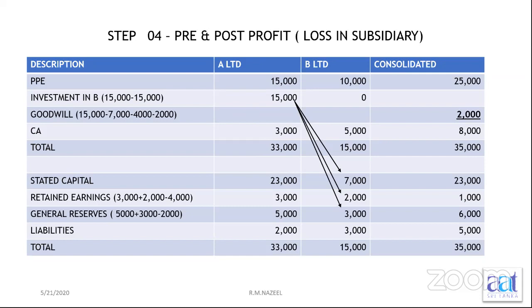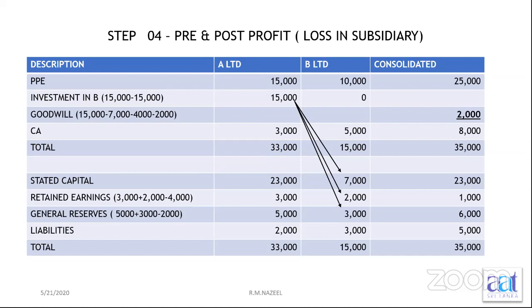Right. So up to step number 1 to step number 4, what we have studied: first, line by line consolidation of PPE, current assets, and liabilities. We compared the investment with the net assets. If it is higher, goodwill; if lower, gain on bargain purchase. And we know pre-profits are taken to the goodwill calculation, post-profits are added to the parent. Up to now, the cardinal rule is a bit clear, right? You just work out the questions so that you understand the rationale of it. Apply the same rationale, the logic, to the question. So you get the point, right?